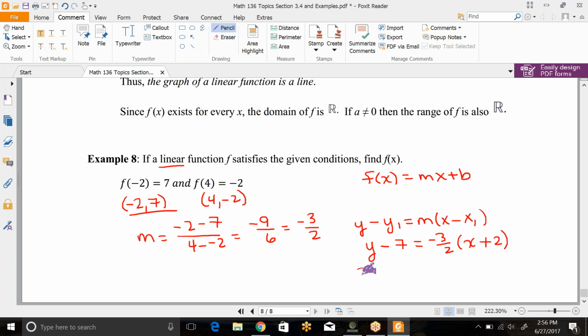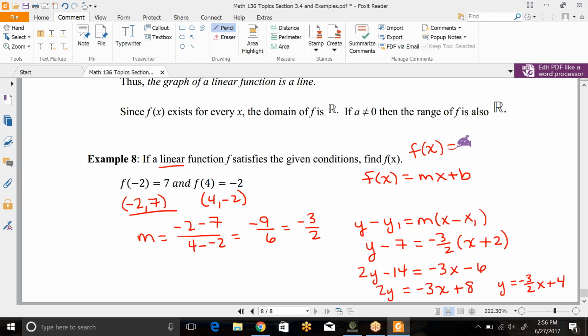Then I would multiply both sides by 2 to get rid of that denominator, and then you can distribute the negative 3. And then I'm going to solve for y. So 2y equals negative 3x plus 8. Divide everything by 2. And then they want it written as a function. So your final step is to change the y back into the letter f of x. f of x stands for the y coordinate. And that's it. So that is all for section 3.4.